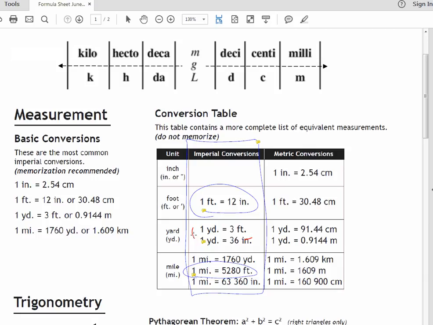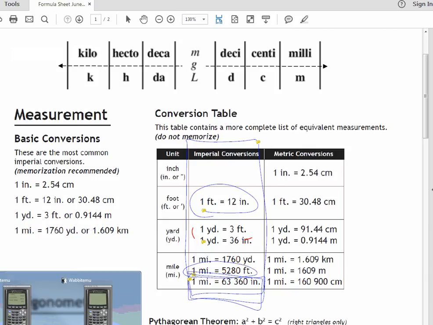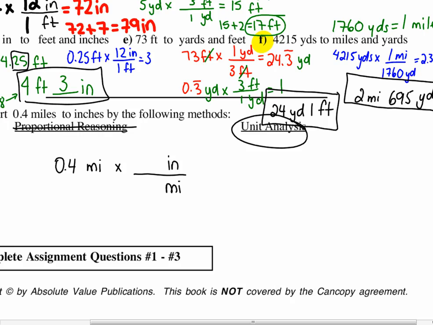Oh, there is an inch to mile. Oh, you're so lucky. I think we added that in after the fact. There is an inch to mile. You're so lucky. That means we don't have to do two conversions. Woohoo! Okay. Hooray! So, how many inches are in 1 mile?